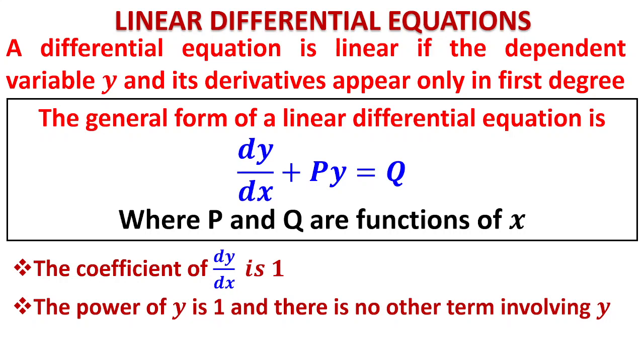Therefore, please remember once again, the form is dy by dx plus py is equal to q, where p and q are functions of x, and the coefficient of dy by dx should be 1, and the power of y is 1, and there is no other term involving y. You will have only functions of x apart from y.